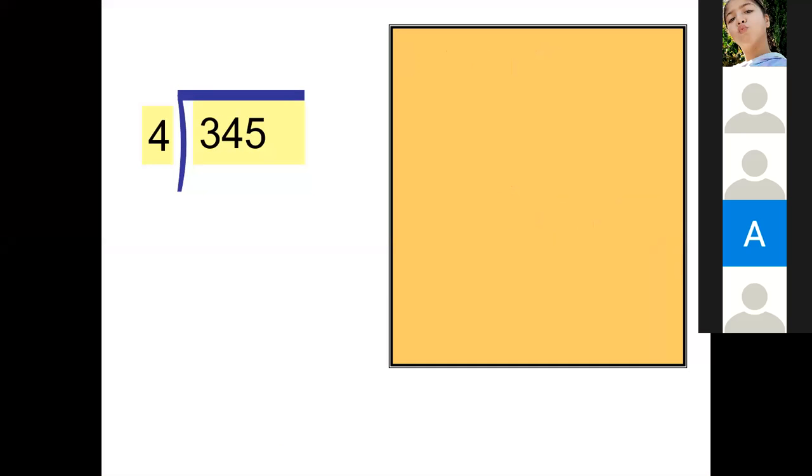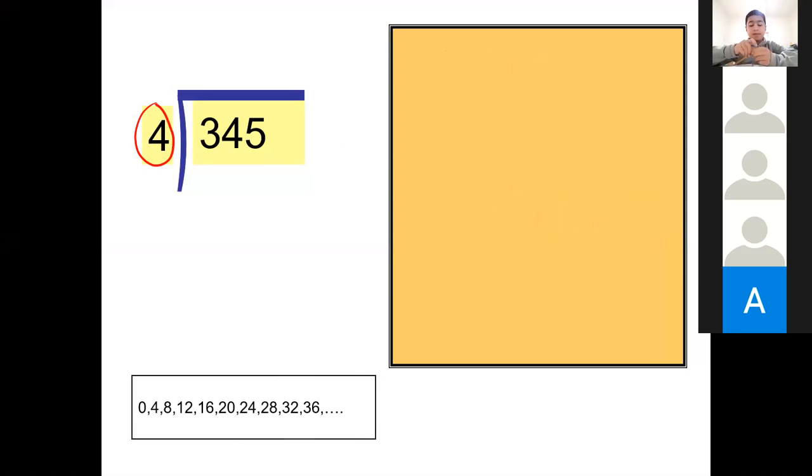Let's start dividing 345 by 4. First step, we will write table 4. Always, beside any division, write the table beside the division equation, okay? So, let's write table 4. This is table 4. I wrote it for you. You have to start it from 0. 0, 4, 8, 12, 16, 20, 24, 28, 32, and 36. We counted just till 9 because we can't write 10 up in the quotient.